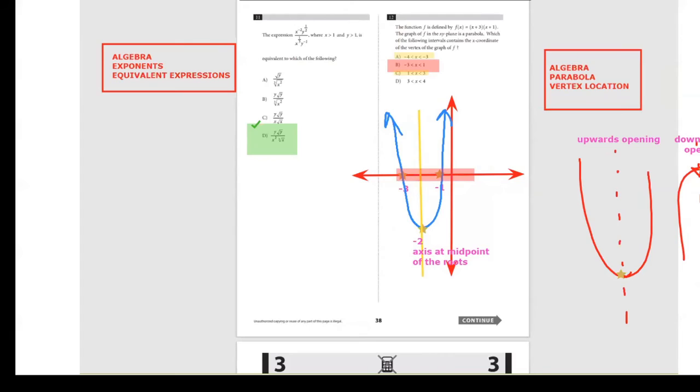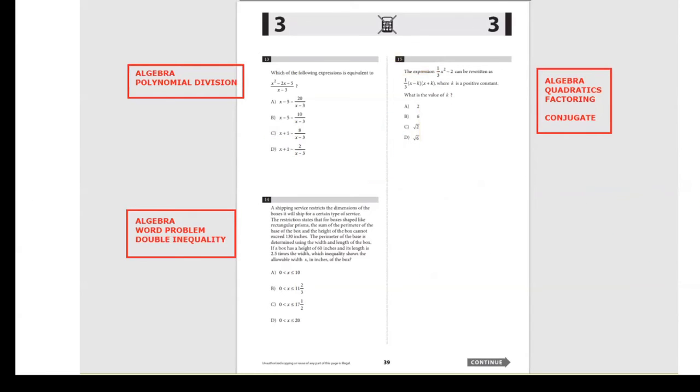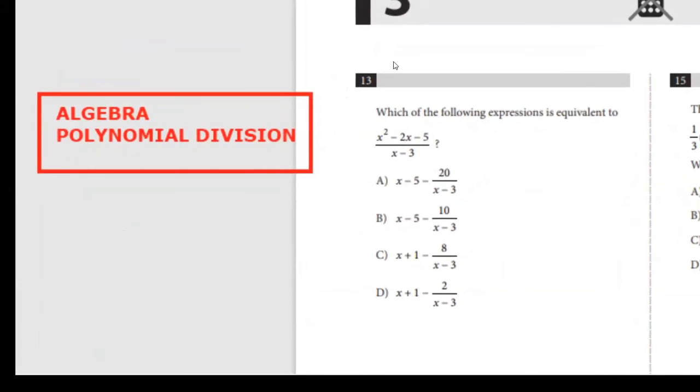Sophie, I feel like several students have not spoken yet. Shyla, can you read question 13? Can you make it a little bigger? I can't really see it. Okay, just a moment. Is that better? Yeah. Which of the following expressions is equivalent to (x squared minus 2x minus 5) over (x minus 3)?